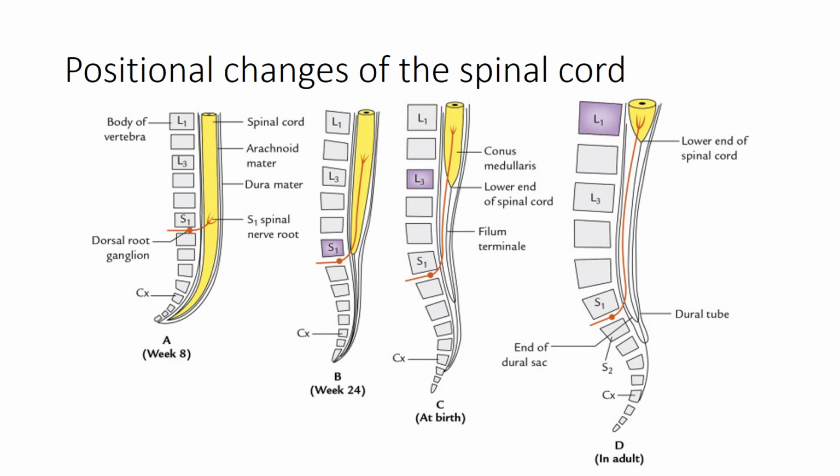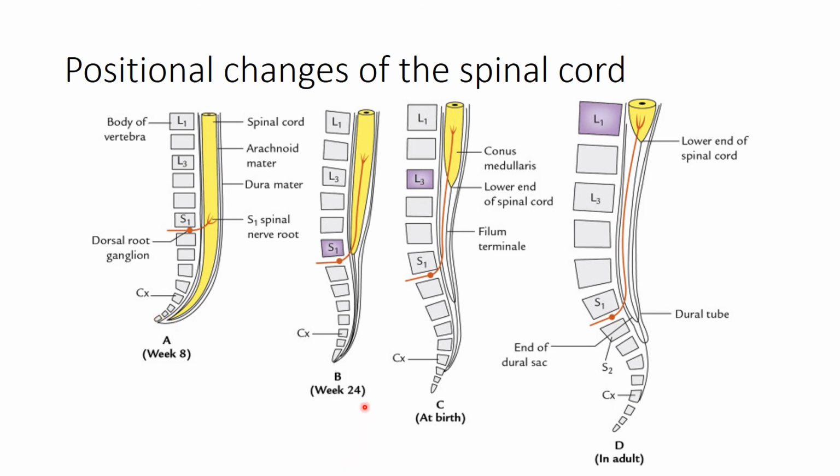The position or level of the tip of the spinal cord is of importance because while giving spinal anesthesia in the lumbar region, we have to know at what level the spinal cord ends. Now let us see here. During the 8th week of intrauterine life, the level of the spinal cord, that is the tip, is in accordance with the length of the vertebral column. That is, the spinal cord extends till the coccygeal region.